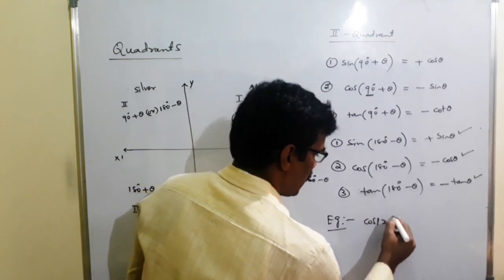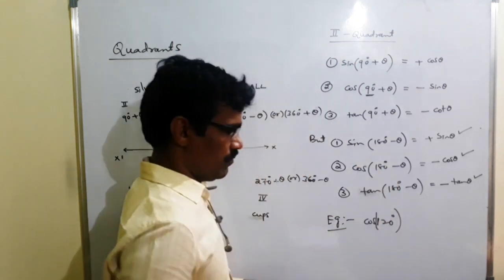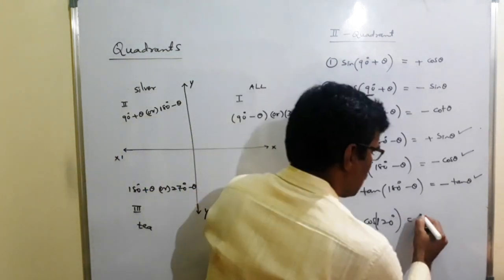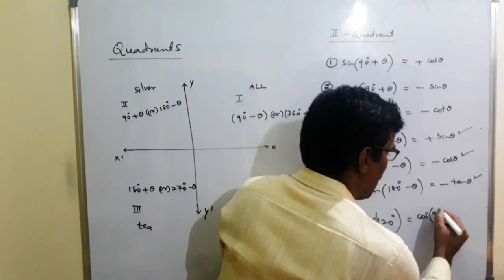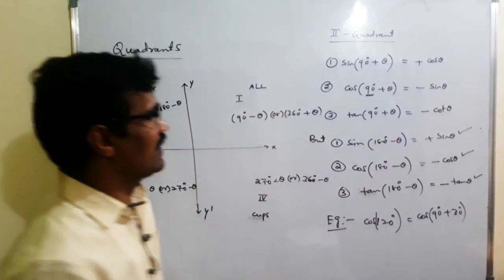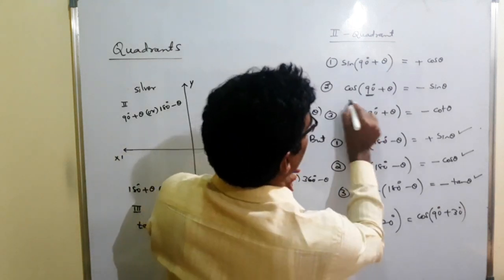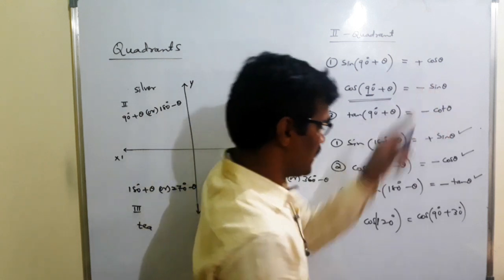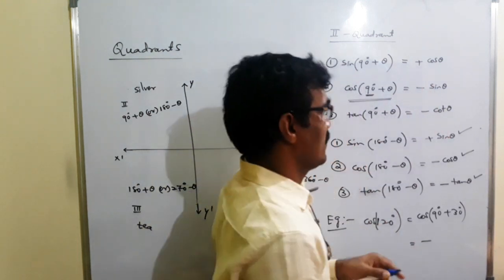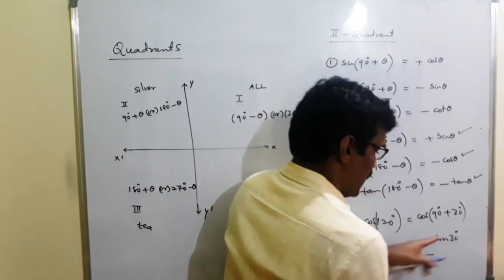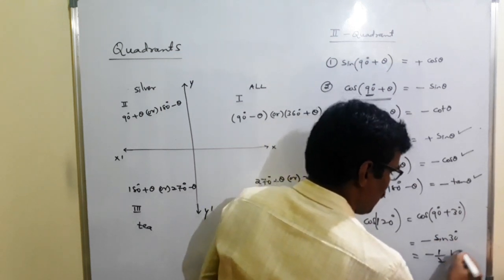For example, cos 120. Cos 120 we can write as cos of 90 plus 30 degrees. Like cos of 90 plus theta is minus sin theta. That's why minus sin 30, which is equal to minus 1 by 2.